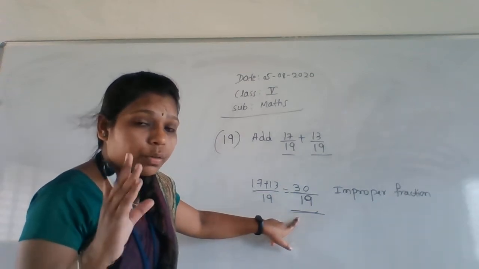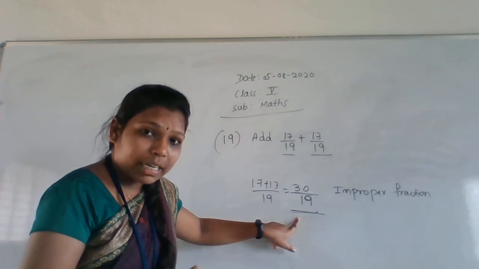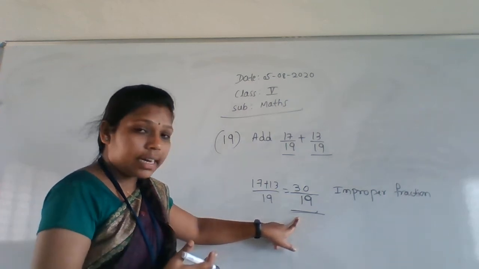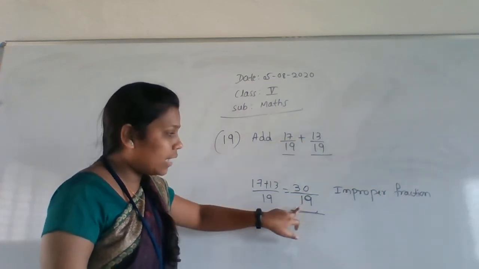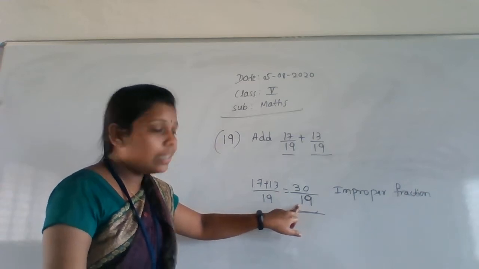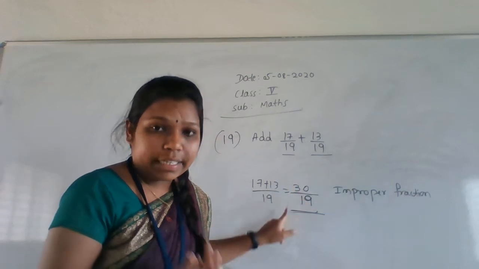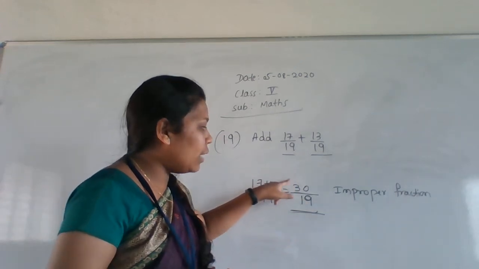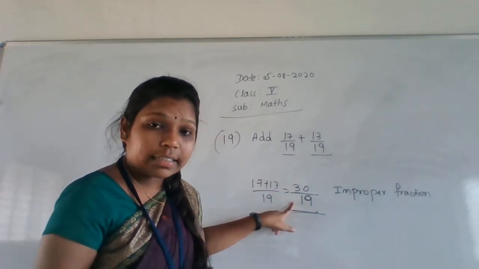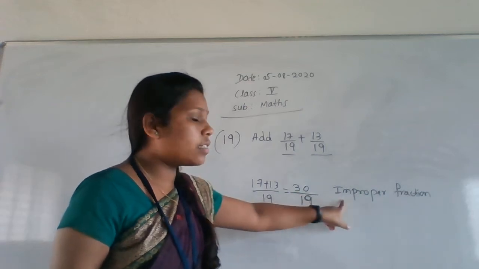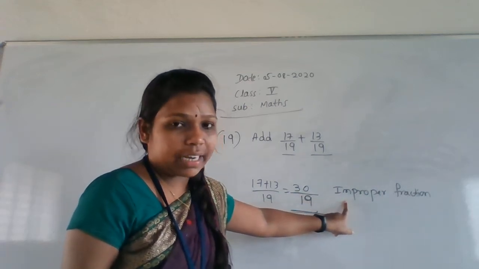I told this in 4th standard only, so it is a warm-up syllabus. Please concentrate here. 30 is the numerator, 19 is the denominator, right? So if the numerator is greater than the denominator, what do we call it? That is called the improper fraction.